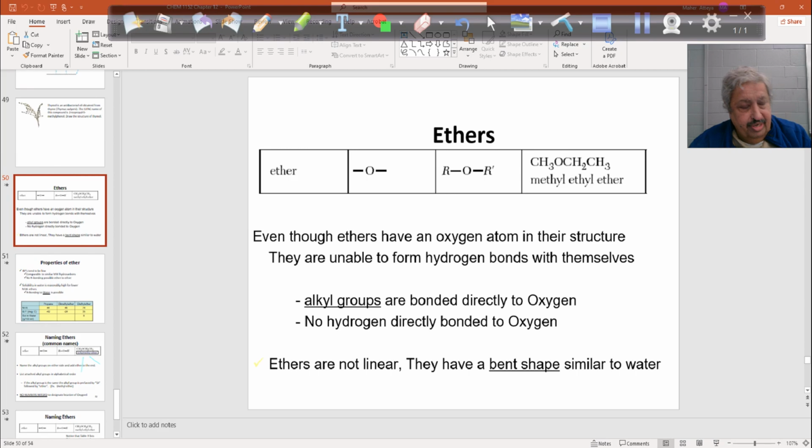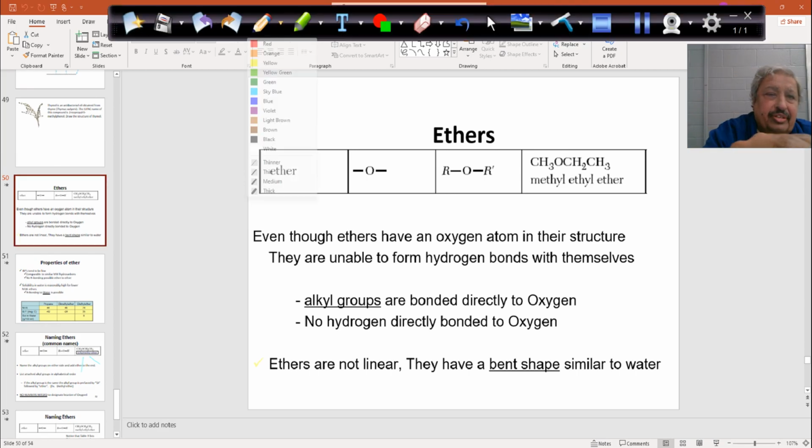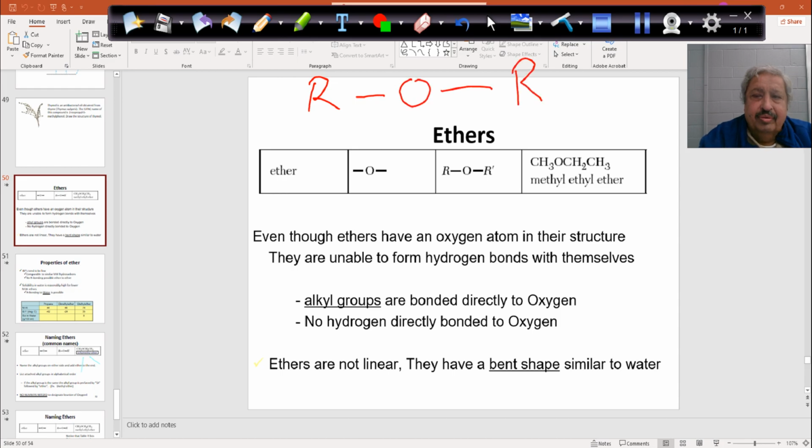Now we'll go for ethers. Ethers are nothing less than just ROR. So this is R1, this is R2, and the oxygen in between. This is the least reactive compared with what? With alcohols and thiols. So alcohols, phenols, and thiols are more reactive than the ethers. This type of setting of the groups is called ethers.